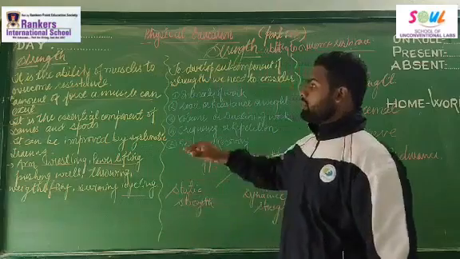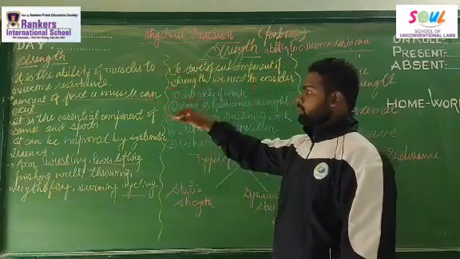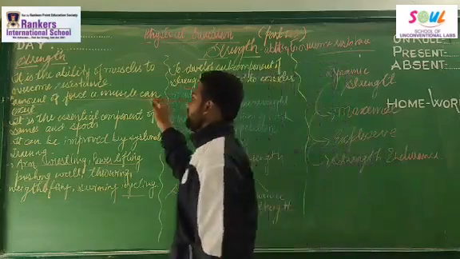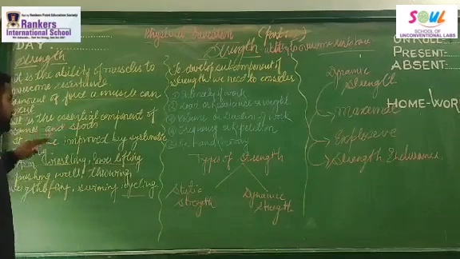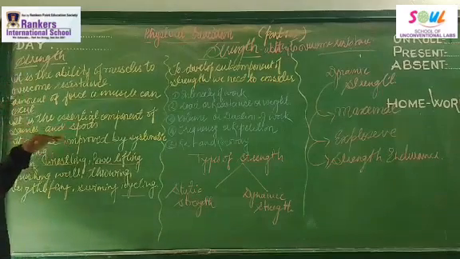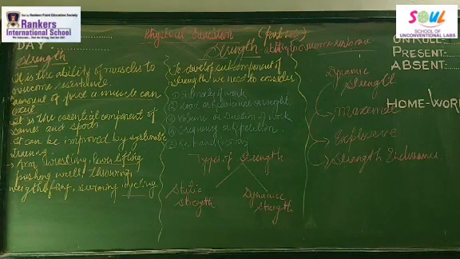Understood? So what is strength? Strength is the ability of our muscles to overcome resistance. It is the amount of force the muscle can exert. It is an essential component of games and sports. It can be improved by systematic training. The different examples of strength are arm wrestling, powerlifting, pushing the wall, weightlifting, swimming, cycling.